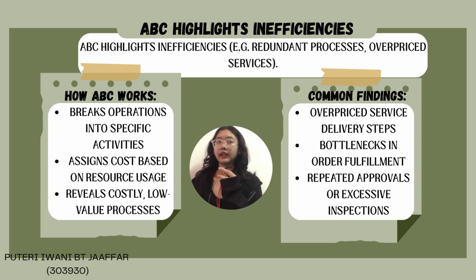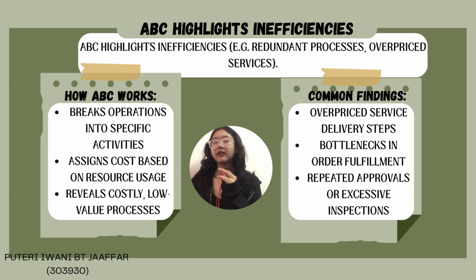I've divided it into two parts: how ABC works and the common findings. I will go through how ABC works first. The first one is that it breaks operations into specific activities. This means that ABC doesn't just look at the departments or the product. It also looks at the individual activities that happen within the company itself. For example, in a delivery service, the activities might include taking customer orders, packing items, or shipping packages.